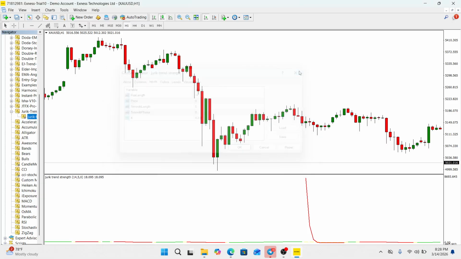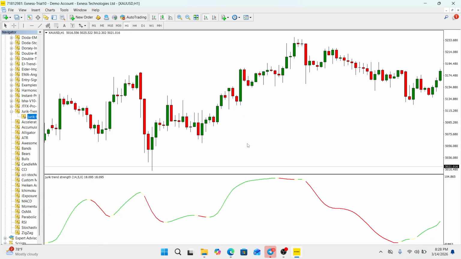As for who it is for, the indicator is designed for trend-following traders on MetaTrader 4 and MetaTrader 5 who want a smoother and less lagging assessment of trend strength.